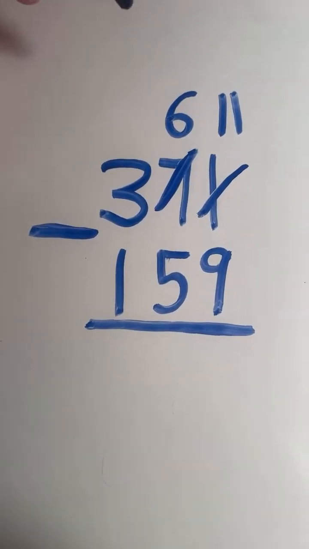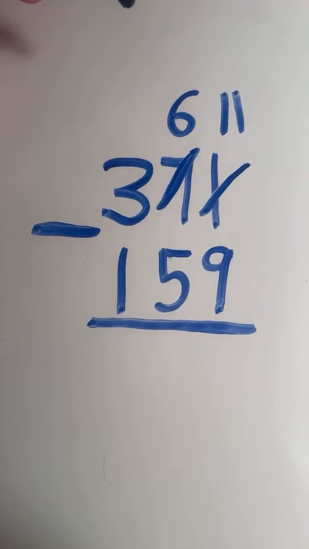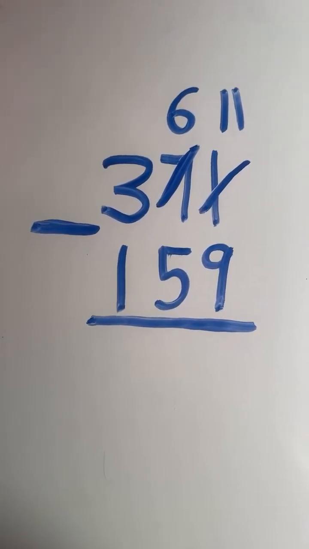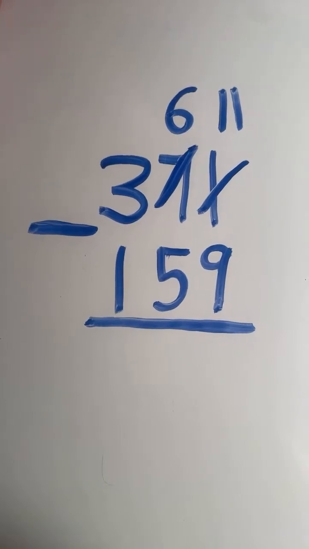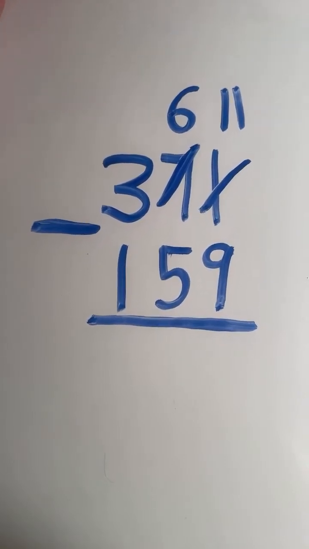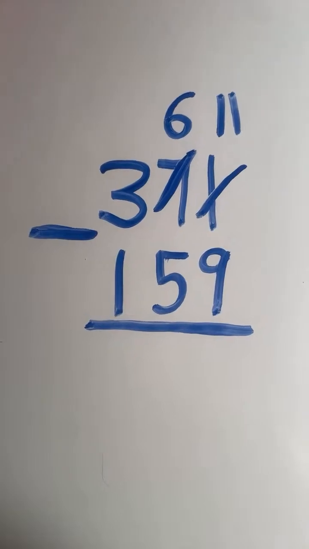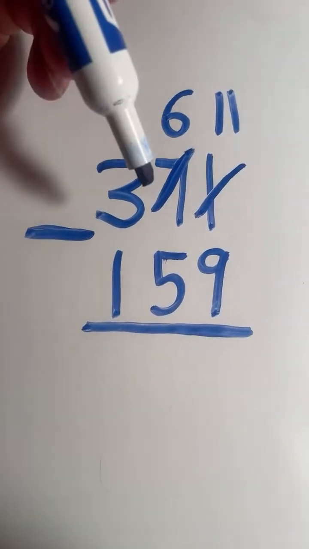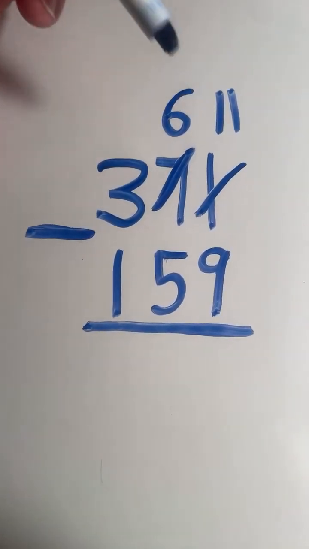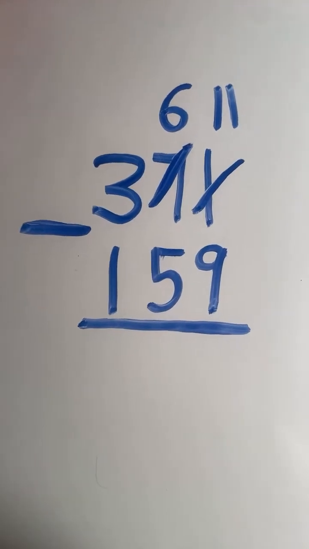Now we just double check, make sure all the top numbers are equal to or bigger than the bottom numbers. It's okay if the numbers are equal or the same, but the top numbers cannot be smaller than the bottom numbers. All right, so 3 is bigger than 1, 6 is bigger than 5, 11 is bigger than 9. We are ready to subtract.